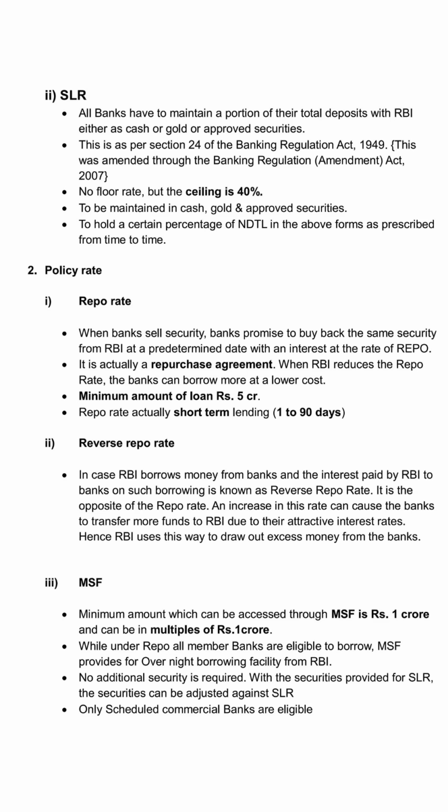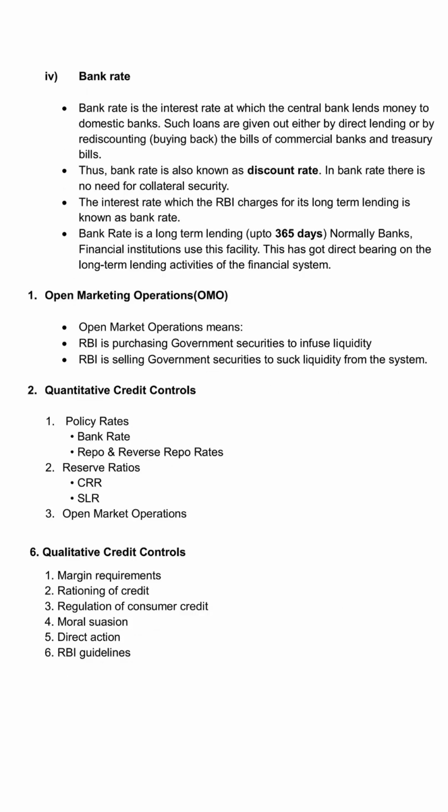Next, we move on to bank rate. Bank rate is the interest rate at which the central bank lends money to domestic banks. Such loans are given out either by direct lending or by rediscounting, that is, buying back the bills of commercial banks and treasury bills. Bank rate is also known as discount rate.